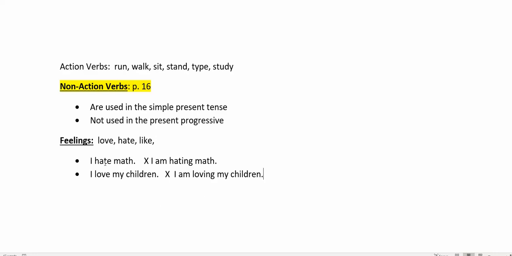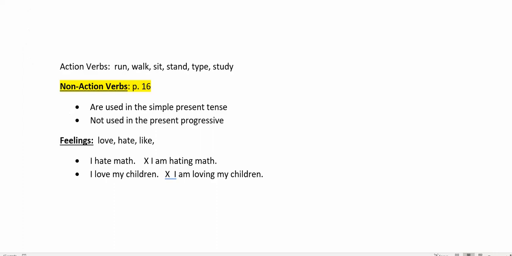There's no action there, right? When you're talking about how you feel about your math class, I hate math, there's nothing happening. It's the way you feel. So we do not use those verbs in the present progressive. And again, there are more verbs on page 16, so you should study the whole list.